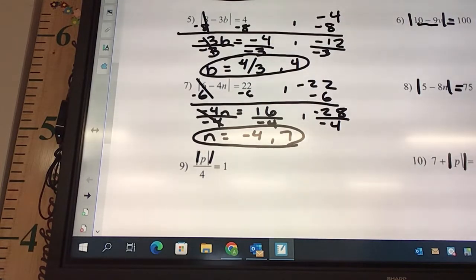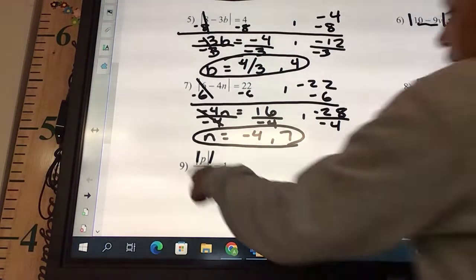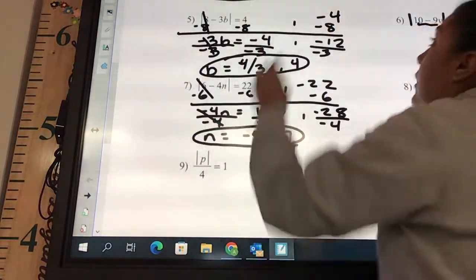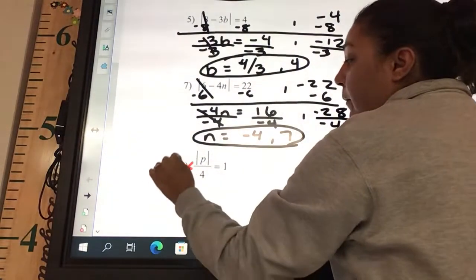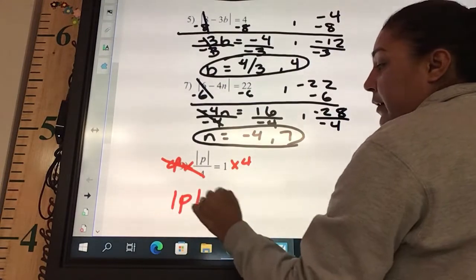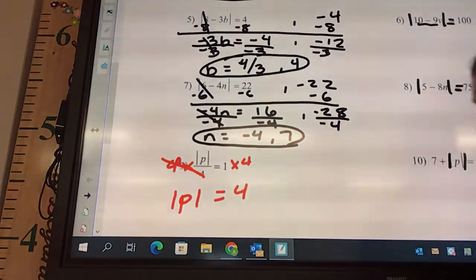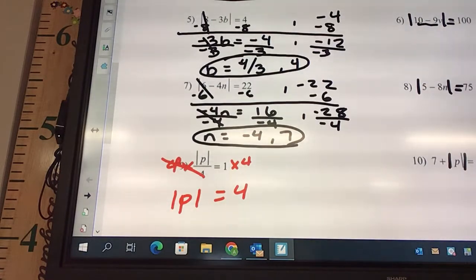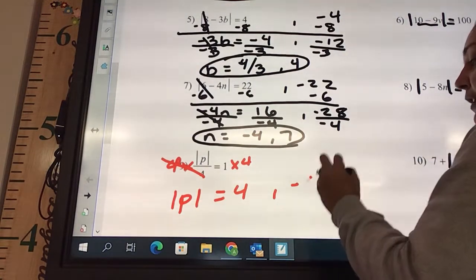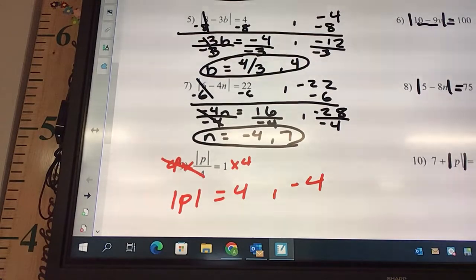Okay, so if we look at this, there's other stuff than just my bars on this side. So my first step, this says P divided by 4. So you're going to say times 4 times 4. Now we're left with just the bars equals 4. Okay, once the bars are by itself, then you do the comma negative. So it's going to be comma negative 4. Now, is there stuff on the inside of the bar still? No, so this one is fortunately done.